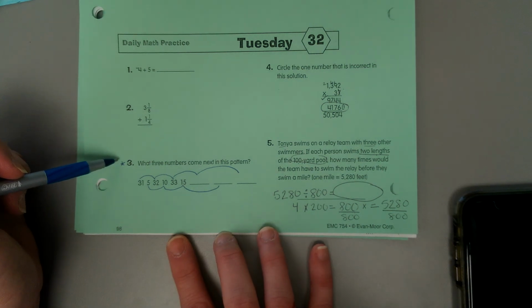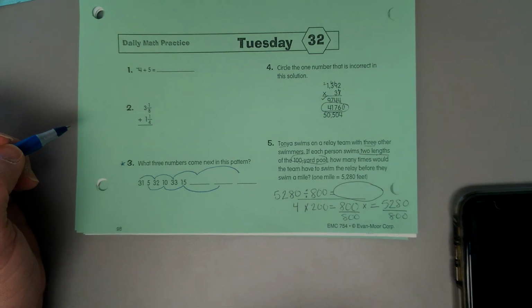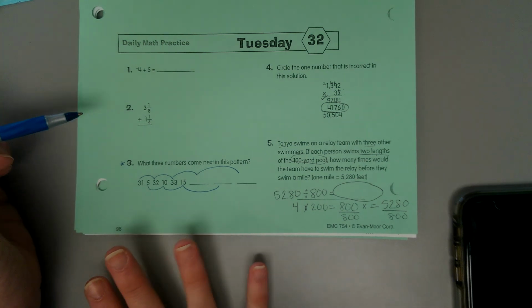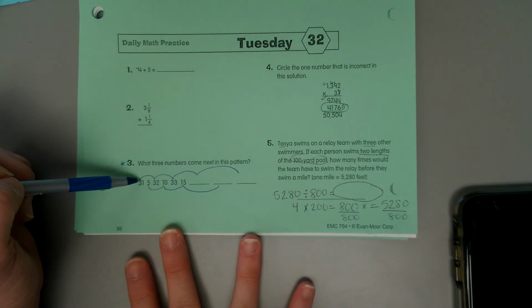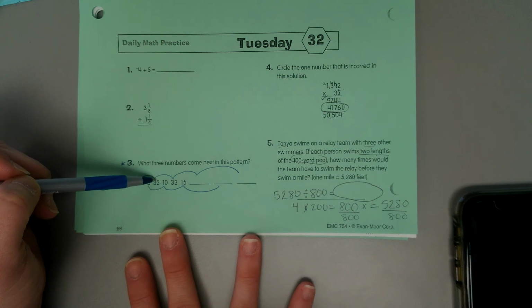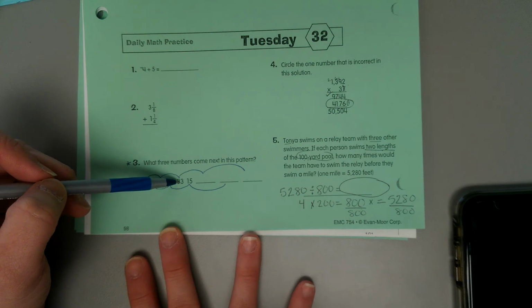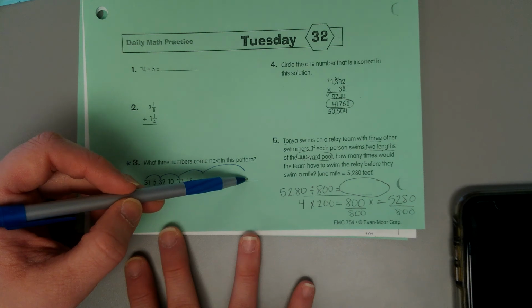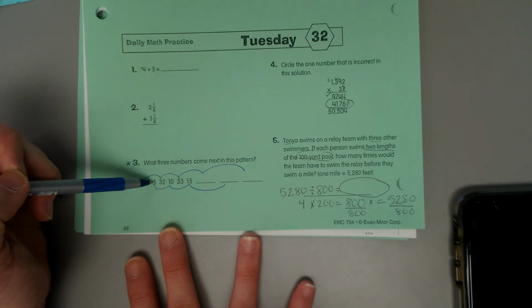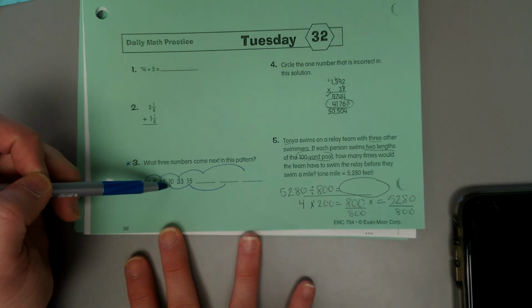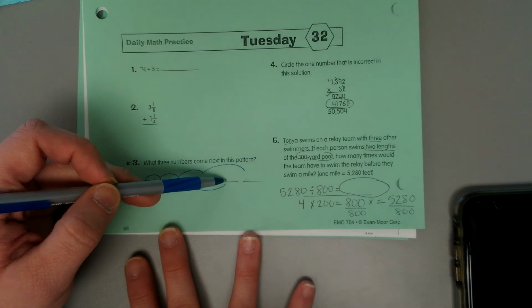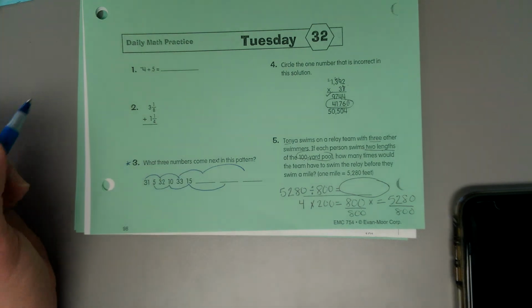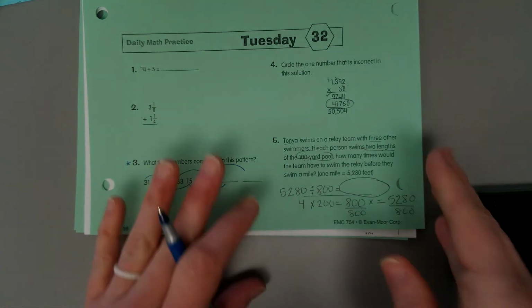Number 3, write a number that comes next in this pattern. I know sometimes a lot of you shut down quickly when you see a pattern, but don't worry. This one's actually kind of an easier one. Notice this pattern. Every other number, look at what these numbers are: 31, 32, 33. So what would go here? And then what would go here? Follow that pattern. The other numbers are 5, 10, 15. So what would go there? That should give you a clue on how to answer Tuesday number 3.